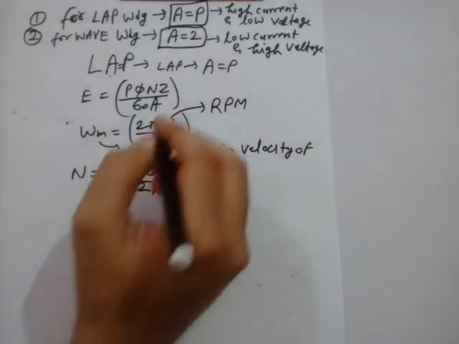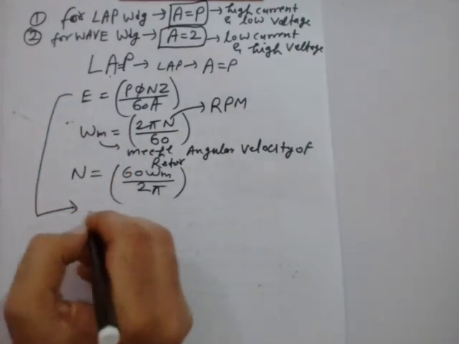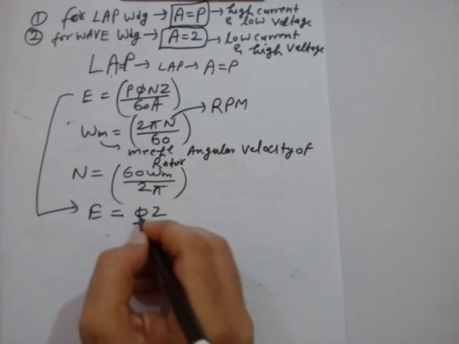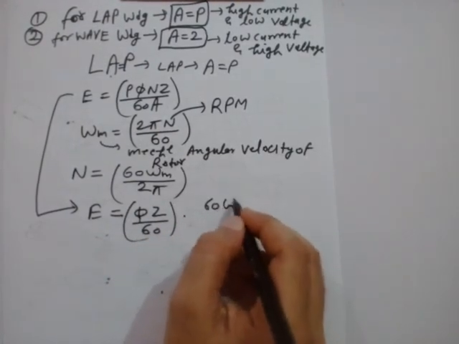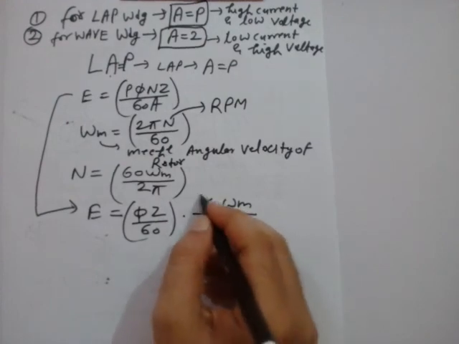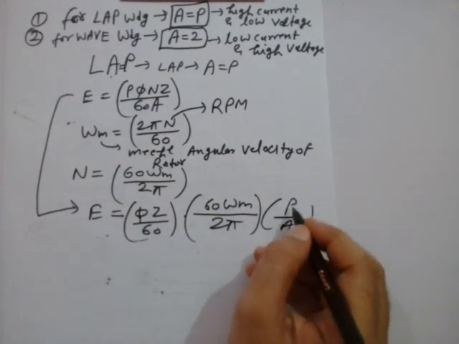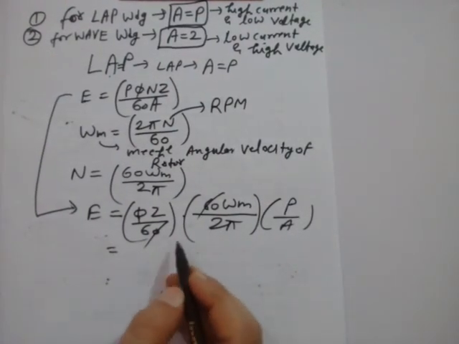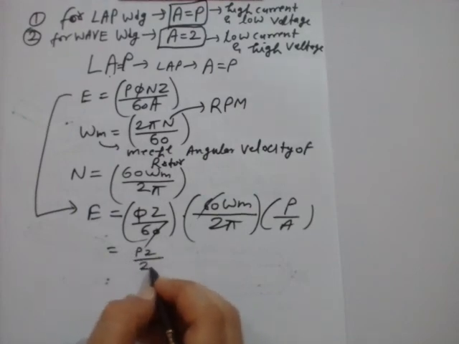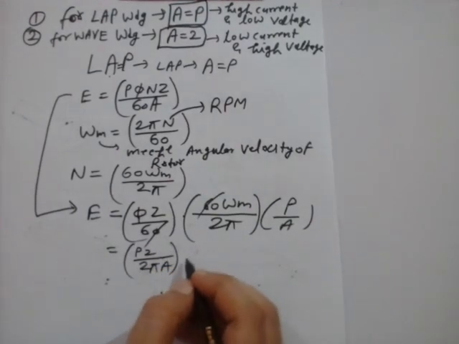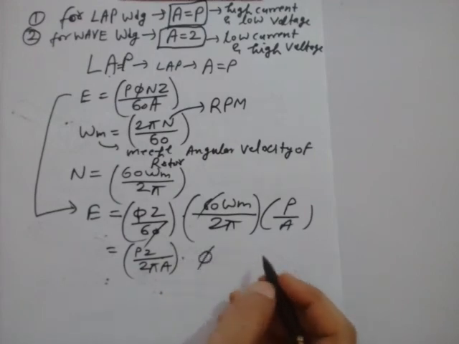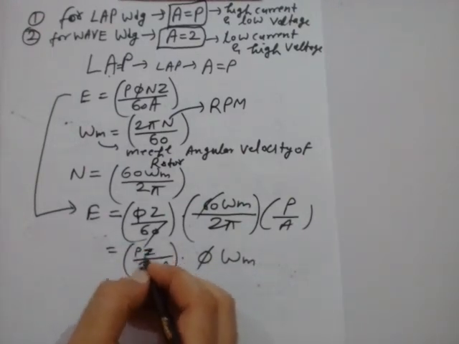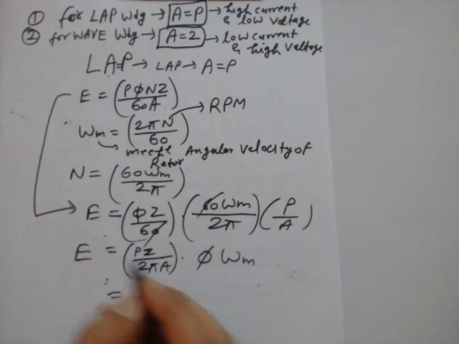Now put this value of N in this EMF expression. When you put this, you will get phi Z by 60 into 60 omega m divided by 2 pi, and here write the remaining P by A. 60 gets cancelled. So what is remaining? P Z by 2 pi A, and phi into omega m, right? So this is the EMF.